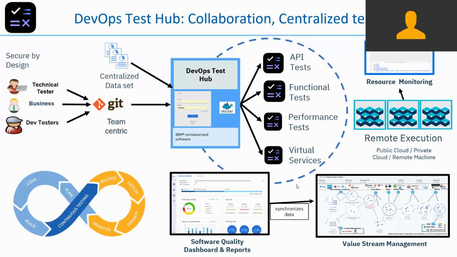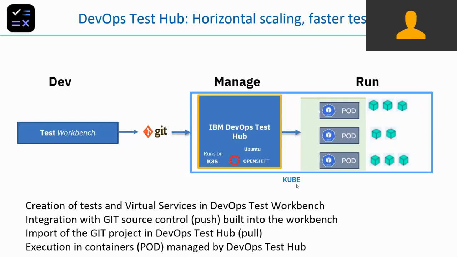So now the new approach is to have a centralized server for the enterprise where we are going to run all the tests, API, functional, performance, and also where we are going to run our virtual services. And that server is based on container. So this means that it provides us the scaling that we need for faster testing.